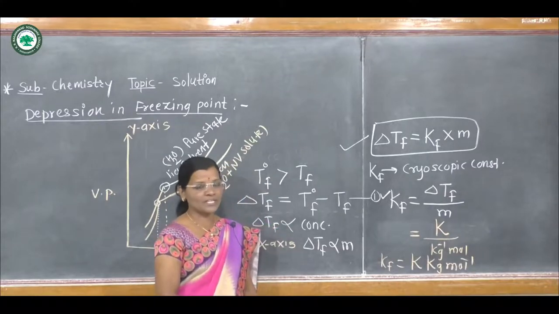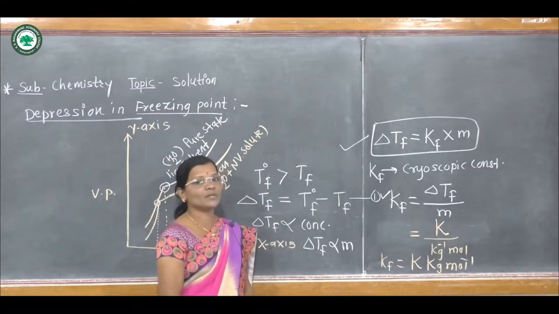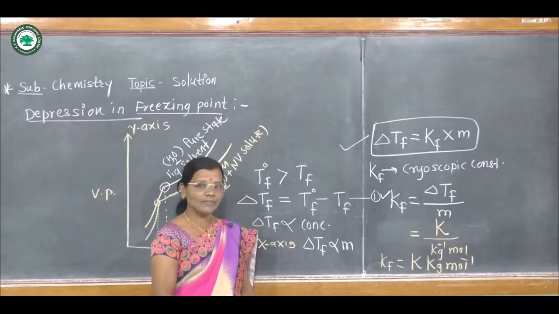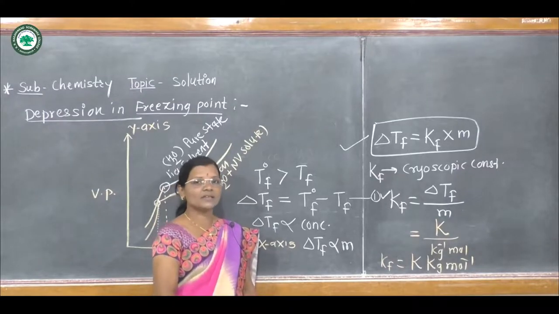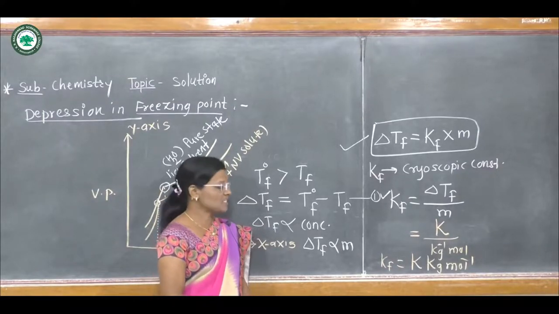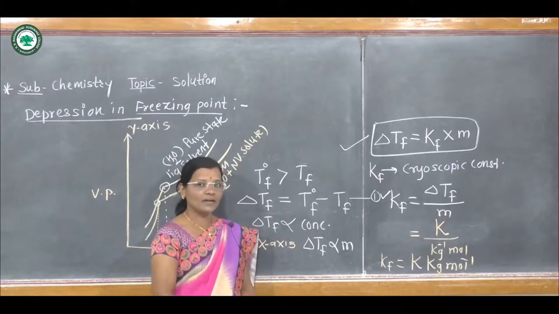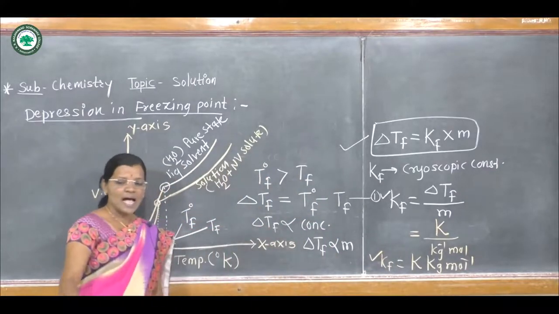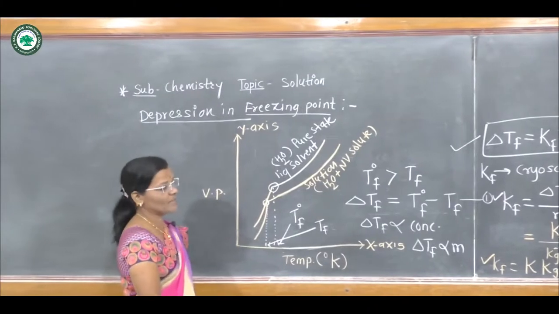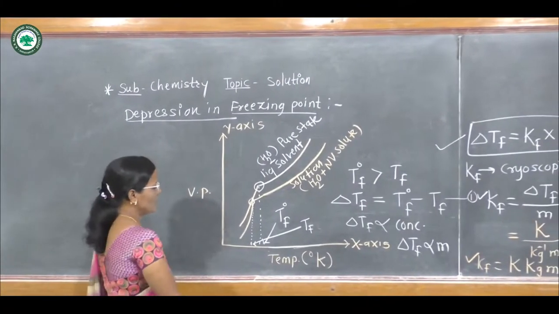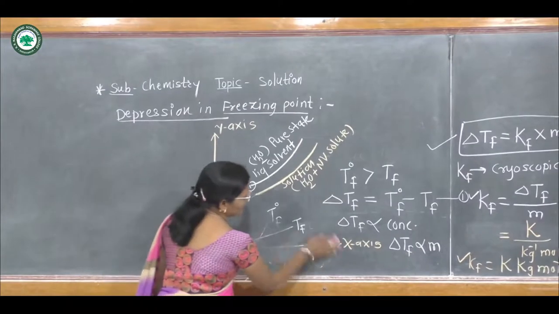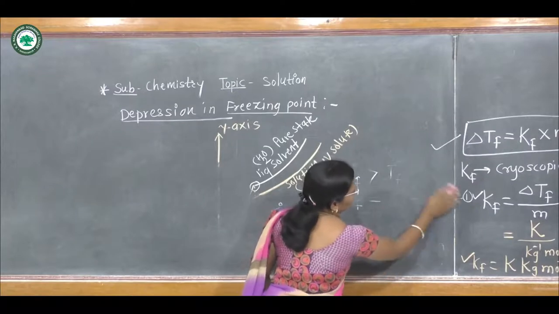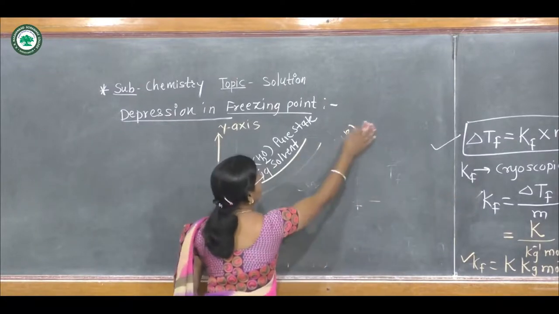The unit for Kf is obtained from the formula Kf = ΔTf / molality. ΔTf is expressed in Kelvin, and molality is expressed in moles per kg, and hence the unit for Kf is Kelvin kilogram per mole. Now, as for this cryoscopic constant, mostly we are using water as a solvent, so we can have the value for Kf with respect to the water solvent.